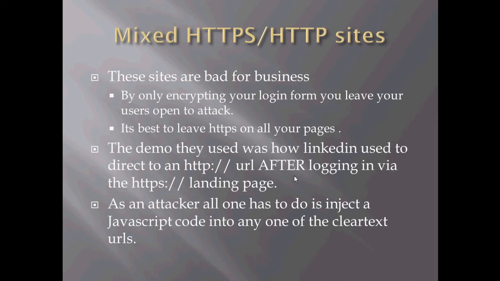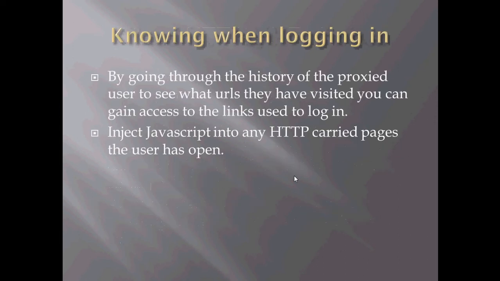Because as an attacker, all you have to do is inject JavaScript code into any one of the clear text URLs, and boom, you got them. By knowing when they are logging in, you just go through the history of the proxied user, and you can see what URLs they've visited, gain access to the links that they use to log in, and at that point you can inject JavaScript in any HTTP carried pages that the user has open to attack those logins whenever they navigate to those URLs.